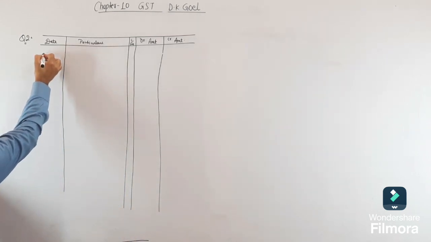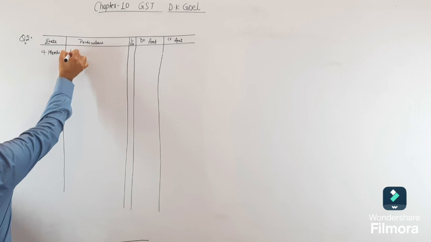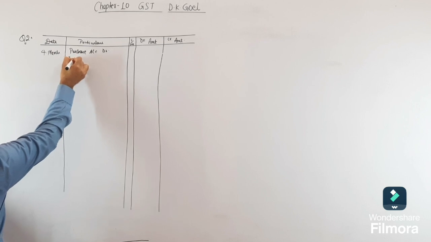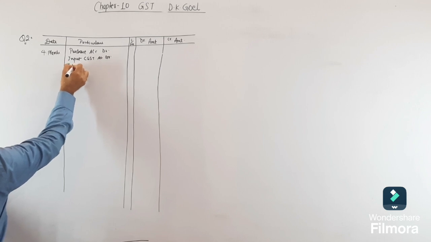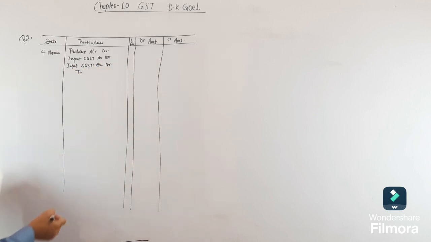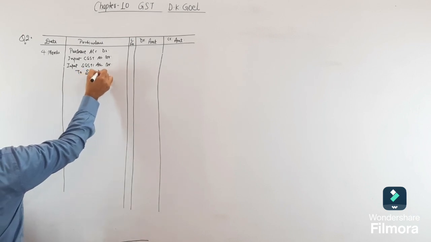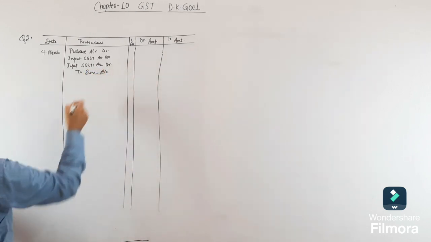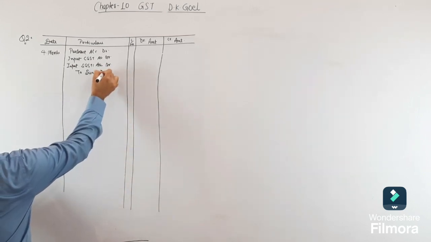So the entry will be, 4th March, purchase account debit, input CGST account debit, input SGST account debit, to Sunil Brothers account. Sorry, not brothers, to Sunil account. To Sunil Brothers account.